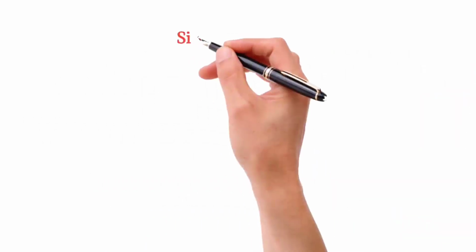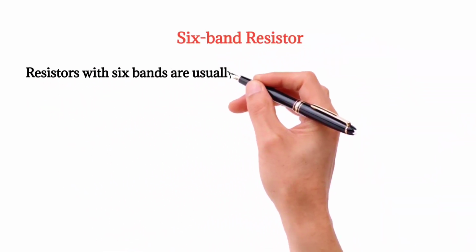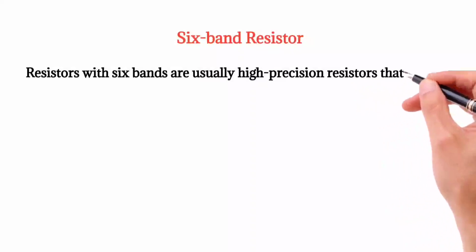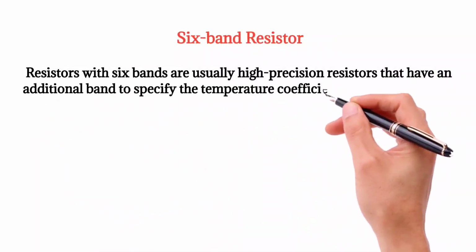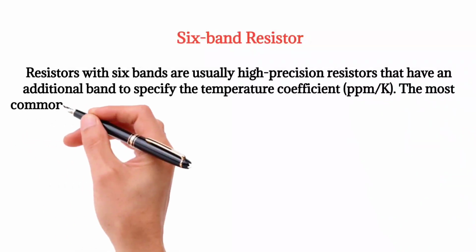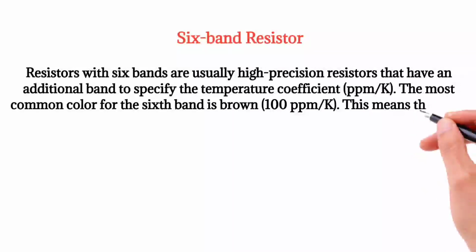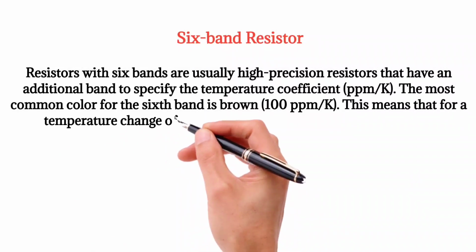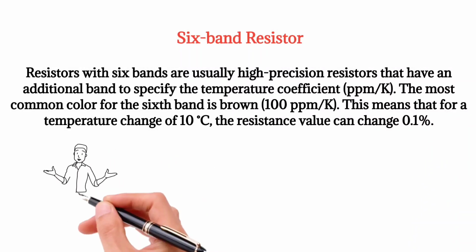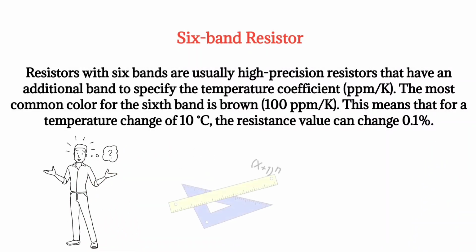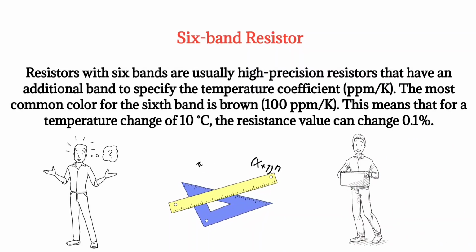6-band resistor. Resistors with 6 bands are usually high-precision resistors that have an additional band to specify the temperature coefficient, in ppm per Kelvin. The most common color for the 6th band is brown, 100 ppm per Kelvin. This means that for a temperature change of 10 degrees C, the resistance value can change 0.1%.